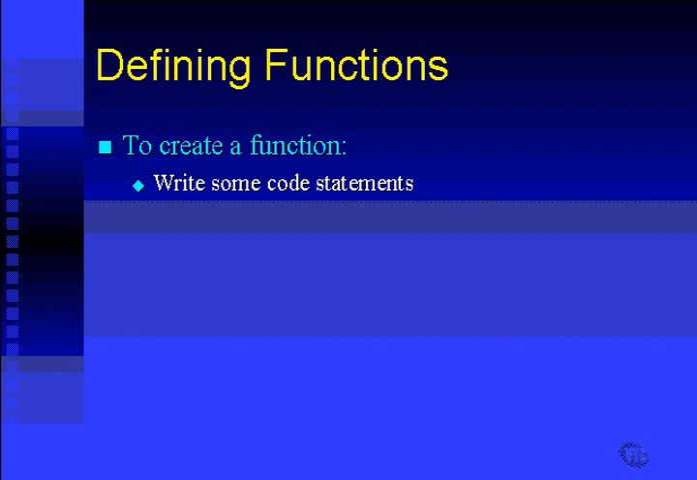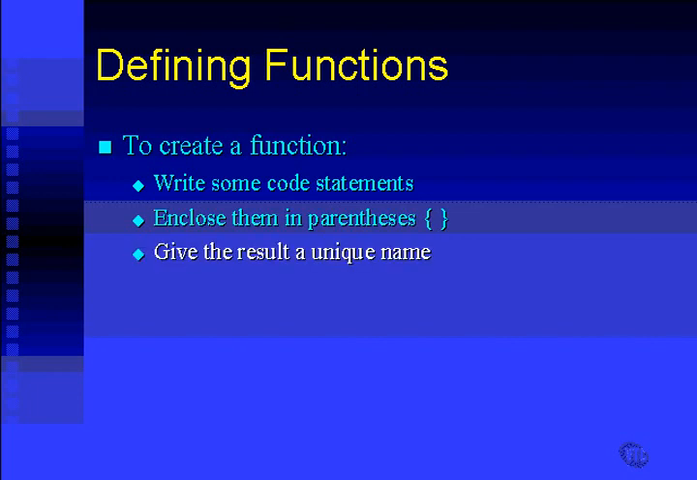Okay, so we know what a function is. How do we go about creating one? How do we define a function? Well, we simply write some code, enclose those code statements in curly brackets, don't forget the curly brackets, give the result a unique name.